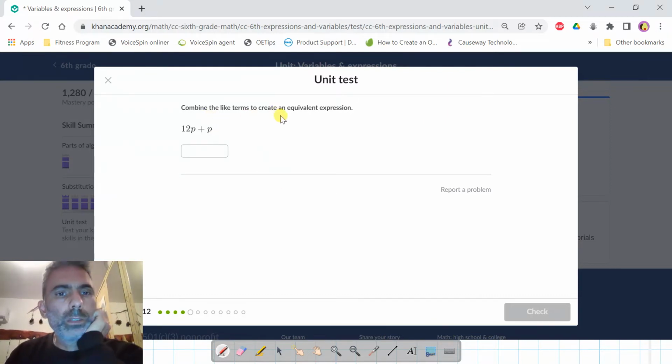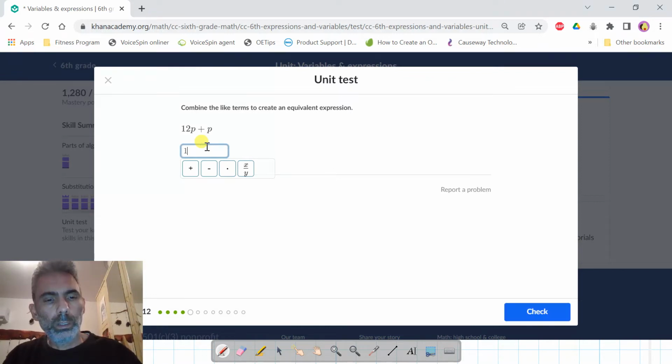Combine the like terms to create an equivalent expression. Okay. Here we have 1 times p, because p is essentially 1 times p. So 12p plus 1p is 13p. If we combine 12 of something with 1 of something, we have 13 of that something.